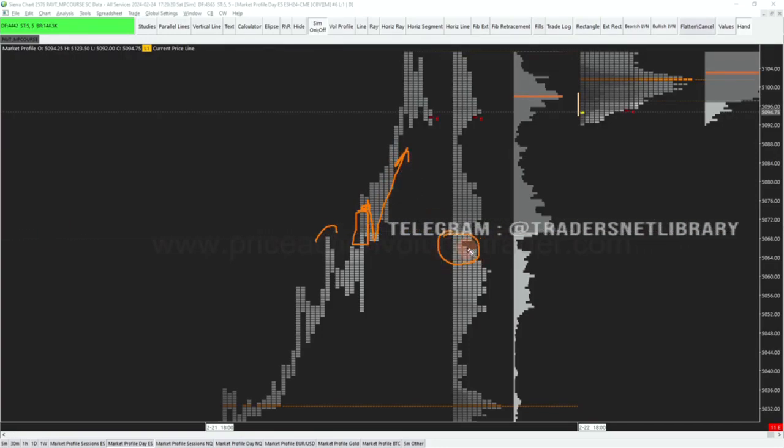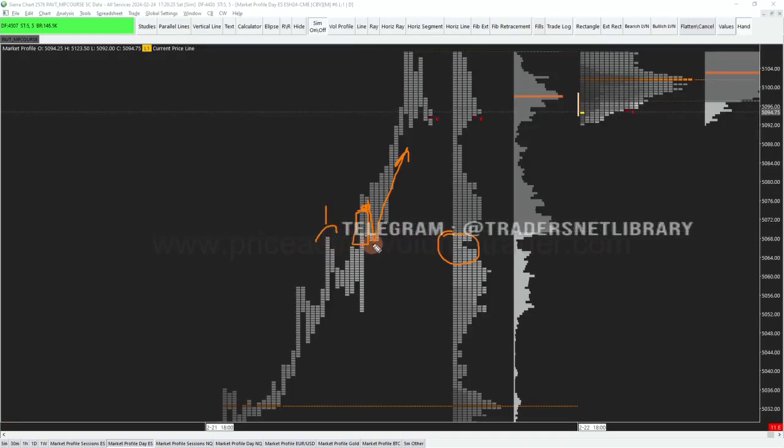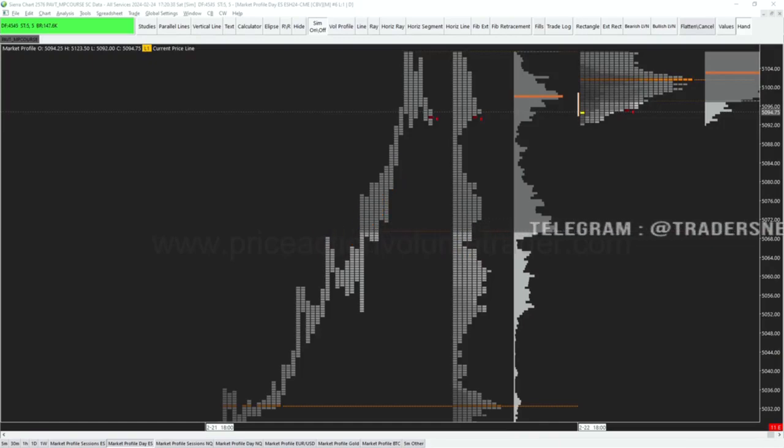And that's why over here, we did not have a single print on this profile, because we had two 30-minute TPOs, well, in this case three, that traded through these levels. And so that's why we have this closed, and we did not consider that a single.